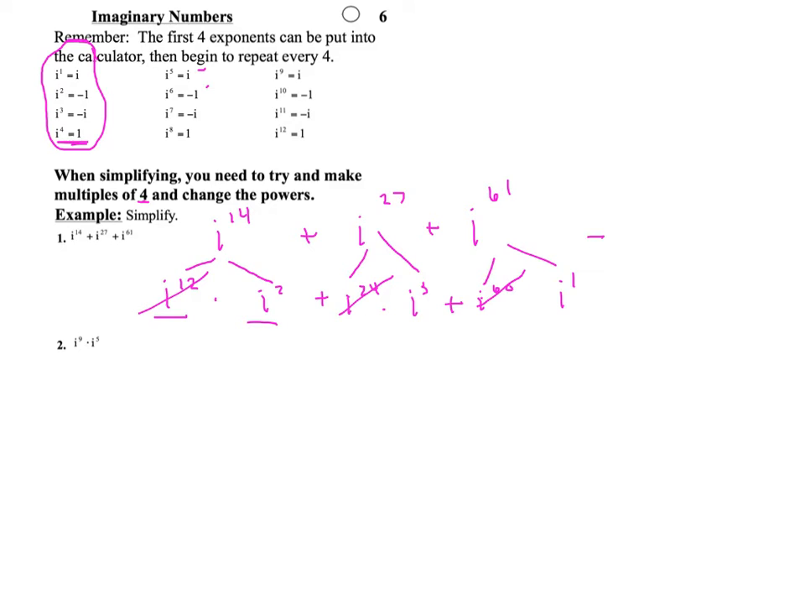So I just end up with i to the 2nd plus i to the 3rd plus i. i to the 2nd I know is equal to -1. i to the 3rd is equal to -i, so plus a -i. And then i to the 1st is still just i. So if I have -1 plus -i plus i, -i plus i is going to cancel with each other, so I end up with -1 as my answer.